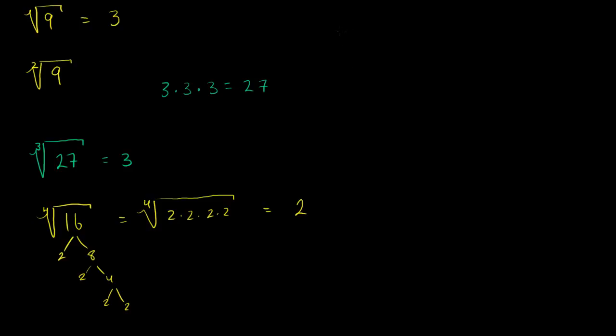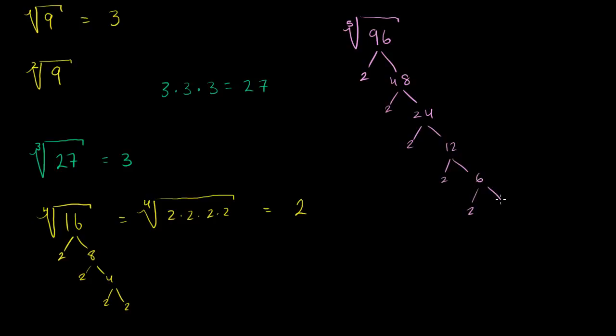Let's say I want to simplify this expression: the fifth root of 96. So like I said before, let's just factor this right here. 96 is 2 times 48, which is 2 times 24, which is 2 times 12, which is 2 times 6, which is 2 times 3. So this is equal to the fifth root of 2 times 2 times 2 times 2 times 2 times 3.